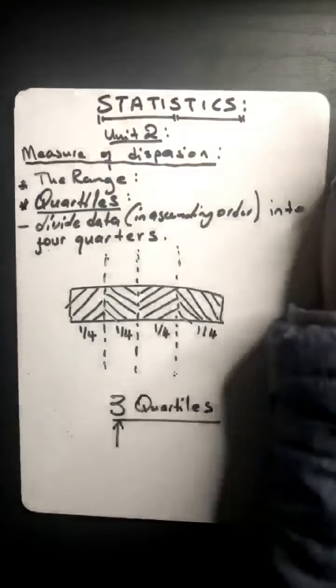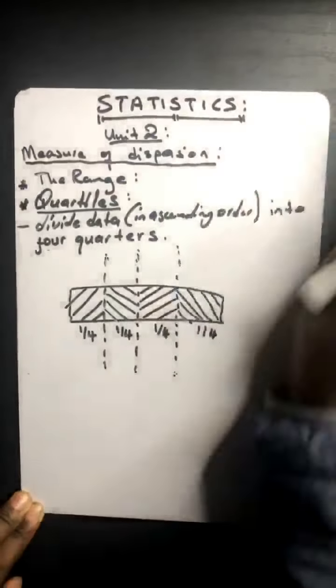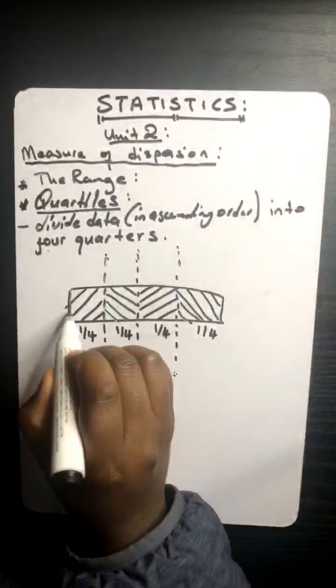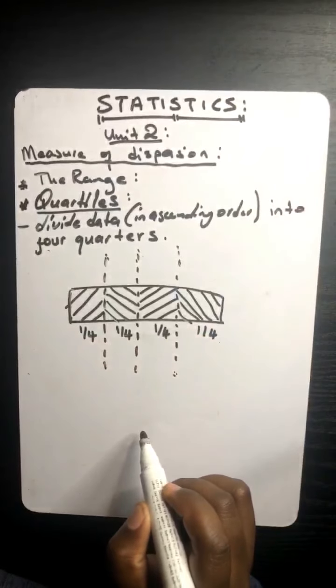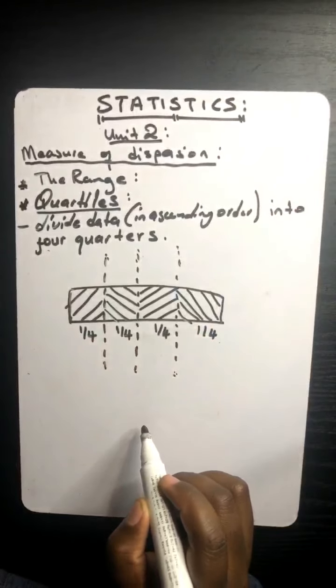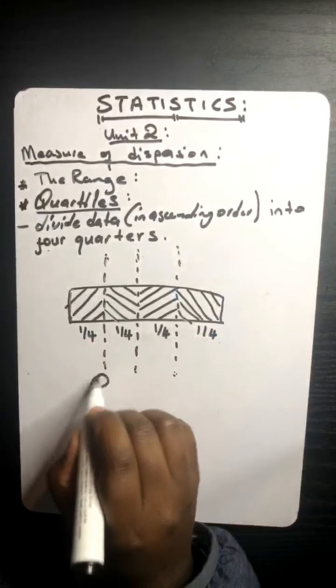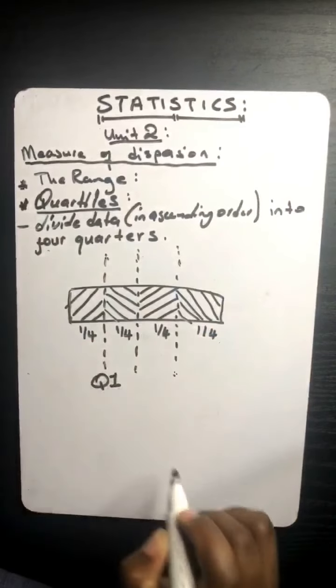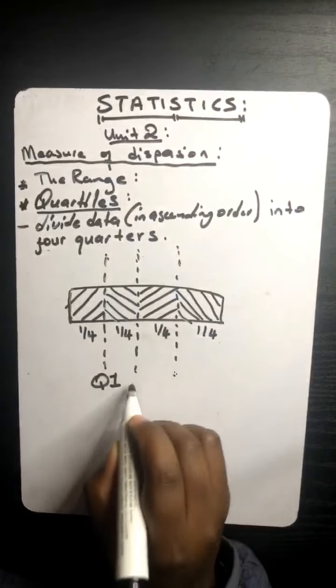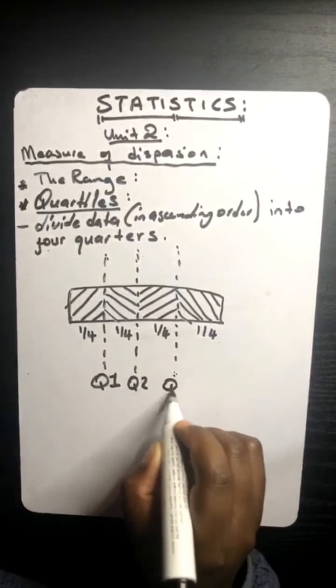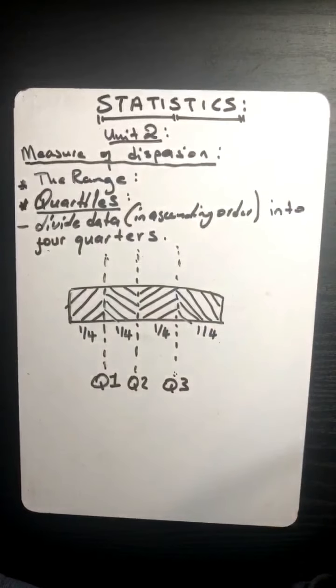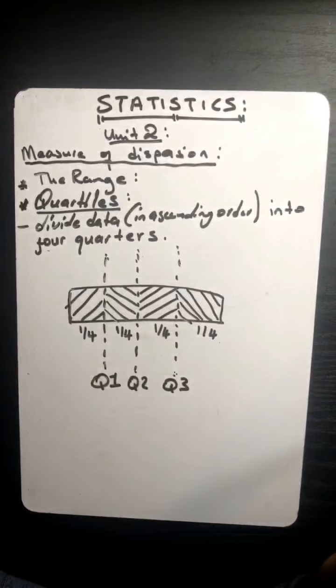To make it simple, guys, because obviously this is our data which is arranged in ascending order, why don't we just say this is quartile number 1, call this one quartile number 2, and call that one quartile number 3, just to make things easy? What do you think? We just call them Q1, Q2, and Q3. Then we know that we've got 3 quartiles.